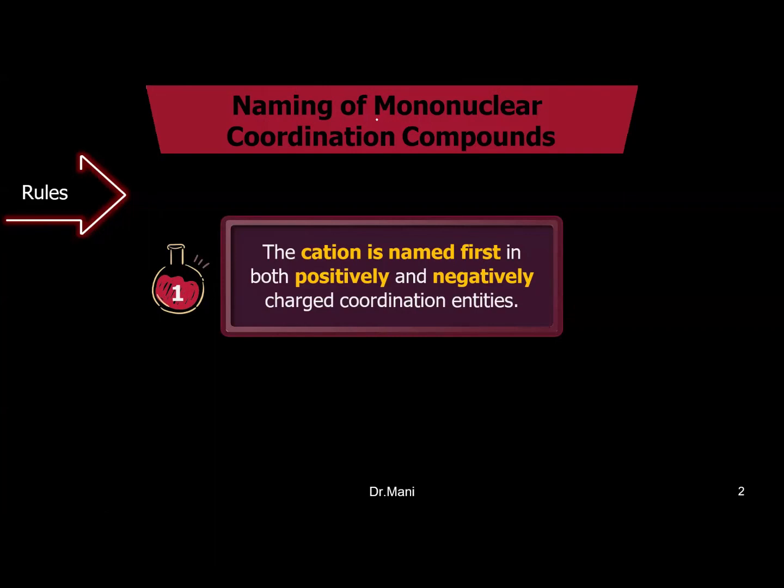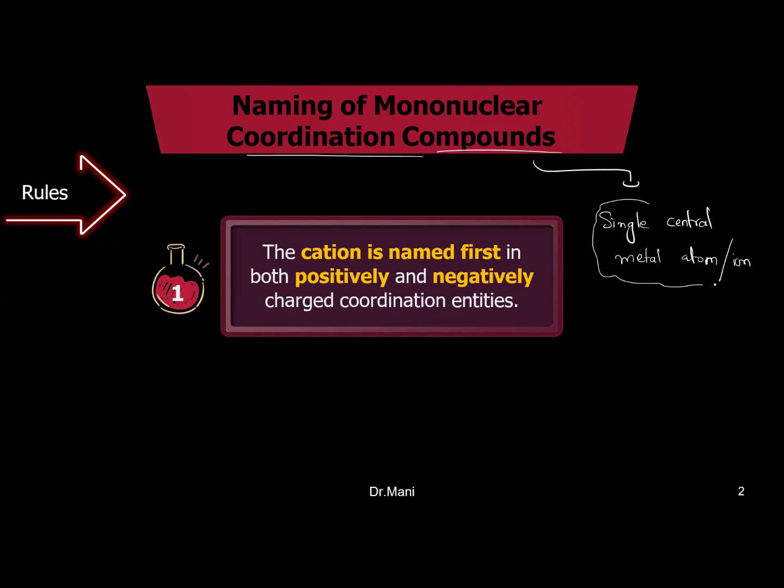So, naming of mononuclear coordination compounds. Can someone say what these mononuclear coordination compounds are? I told you in the previous class. It's a coordination compound containing only one single metal atom, or you can say a single central metal atom. It could be an atom or an ion, and this single central metal atom or ion is surrounded by ligands. Those are called mononuclear coordination compounds.